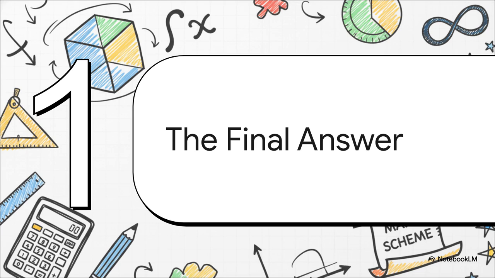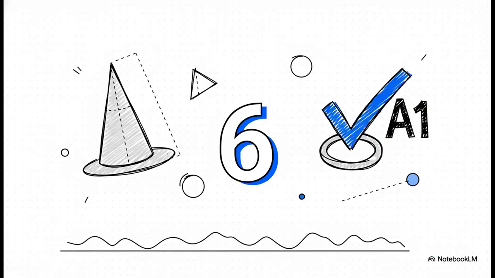All that's left is to find h. So if h squared is 36, what's h? Well, the square root of 36 is, of course, 6. The height of the cone is 6. That is our answer. And that's not just a process mark, that's the final accuracy mark, the A1. Full marks. We did it.